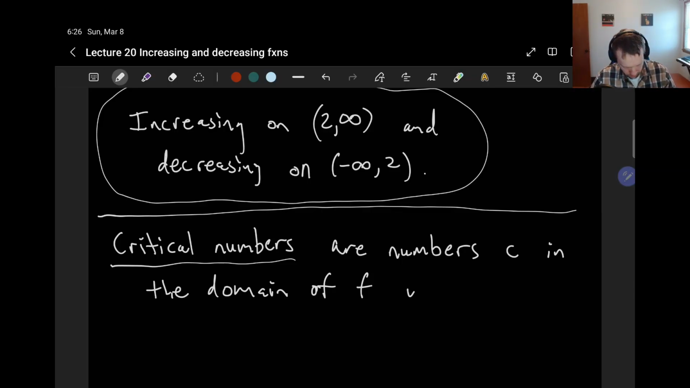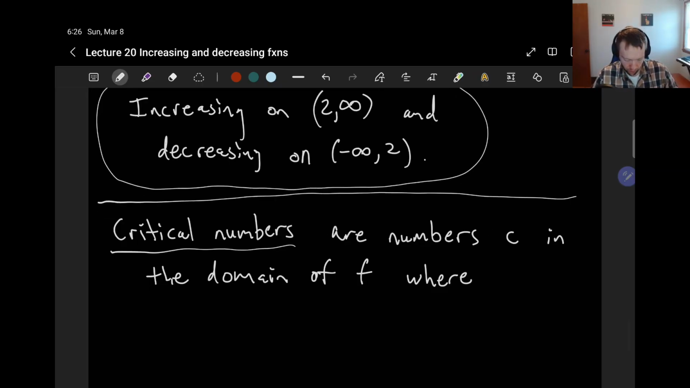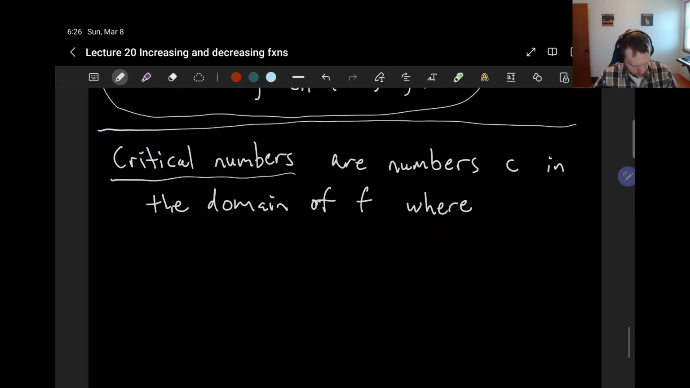They are when you can have the following things happen. If the derivative at that x value is 0, that's a big one. So that's a big thing to look for. That's a critical number.